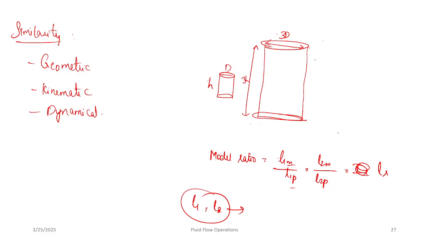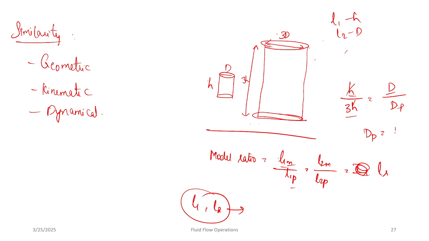So I'll put it in a simpler way. So here, if we take this example, let's say L1 is height and L2 is diameter. So in this case, height of model by height of prototype, that is h by 3h, should be equal to diameter of model by diameter of prototype. So let's say this is dp, and maybe this is unknown. So we know the diameter of the model, we know the height of the model, we know the height of the prototype as well. So as the ratio should be constant, we can say that the diameter of the prototype should be 3d, just to maintain the ratio.